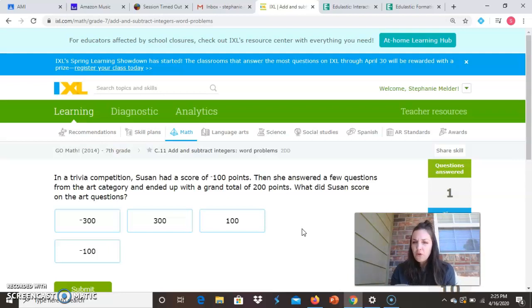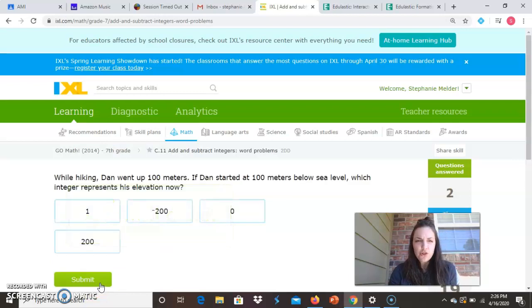Now, it might be helpful for some of you to draw a number line on a scratch sheet of paper. We know that she started below 0, 100 points. So we know just to get to 0 points, she had to increase by 100 points. Then to make it to 200, we have to add another 200 points. Guys, 100 plus 200 gives us a positive 300.